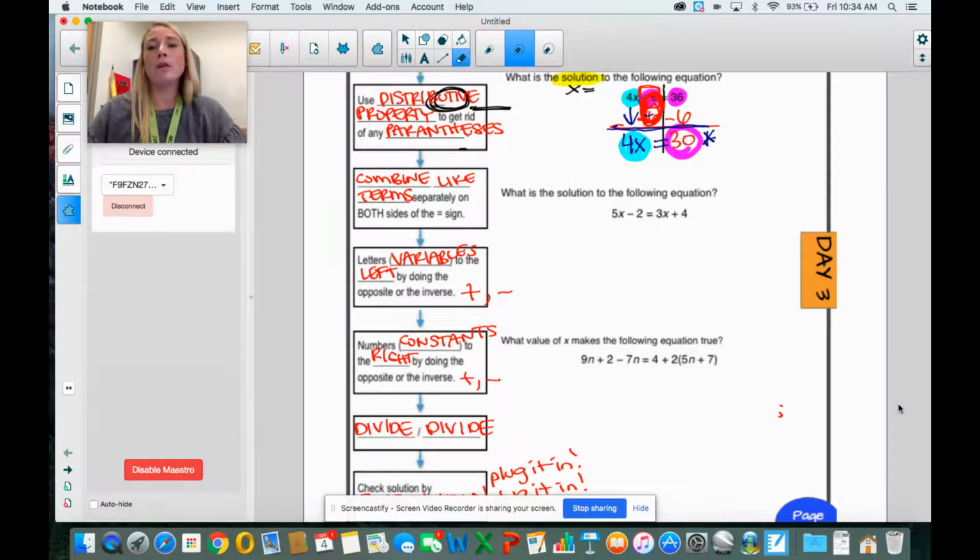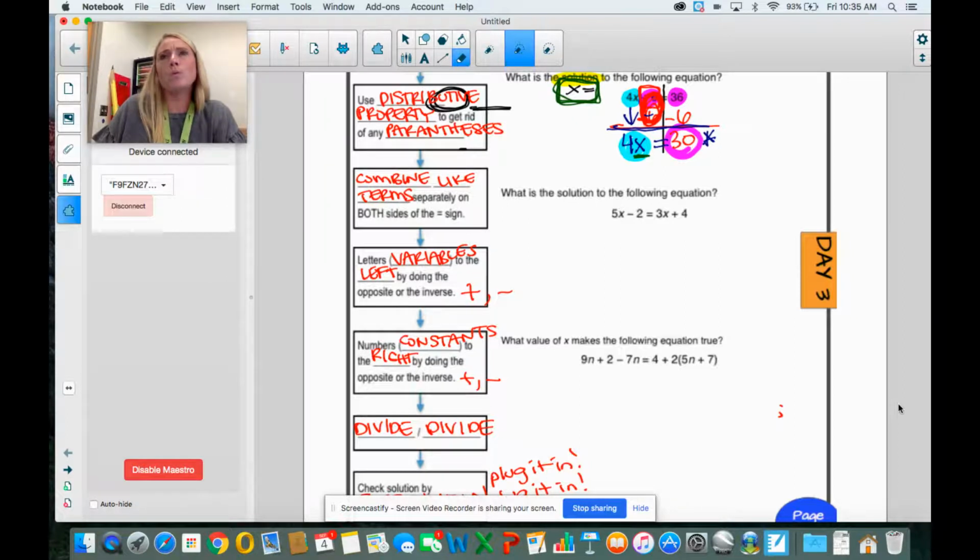Now, if you notice, we have letters on the left, and we have my numbers on the right. That's what you're going for. So we went letters to the left, numbers to the right. Now we're going to divide. Now you're asking, well, what do I divide by? Well, I want to get this x all by itself, because remember, I want to find out what just one x equals. So that's my goal.